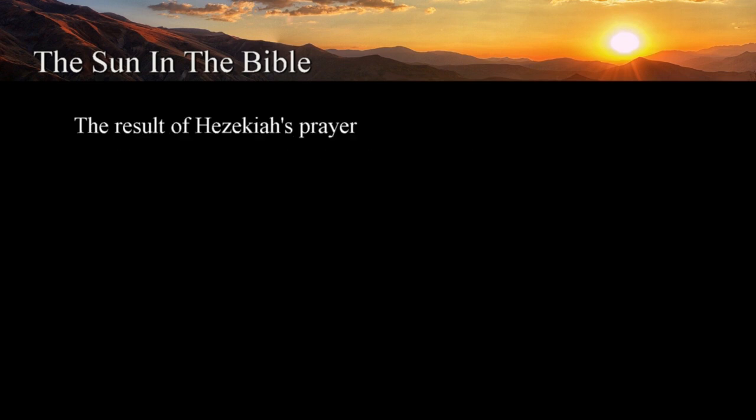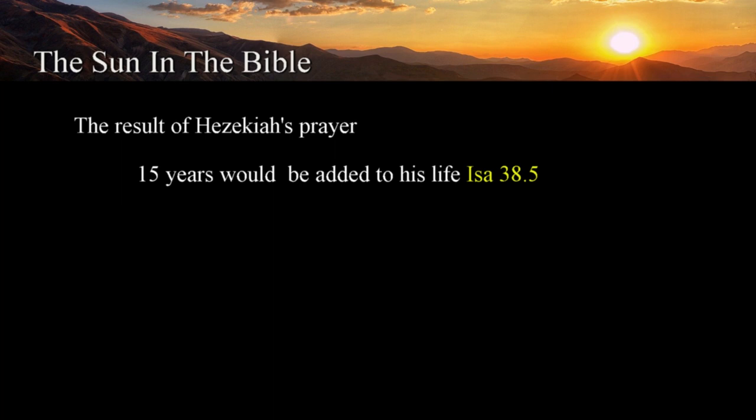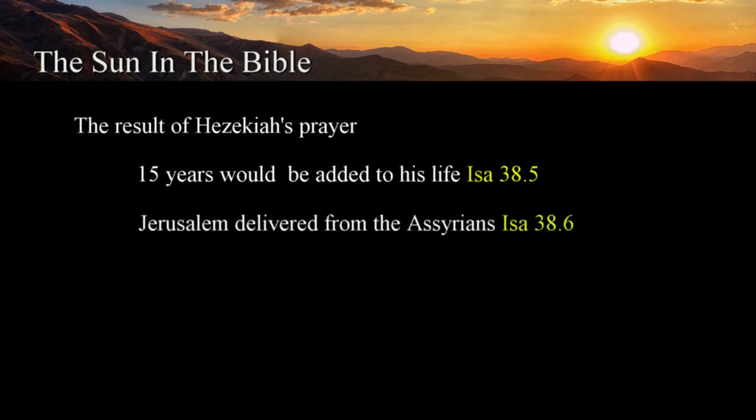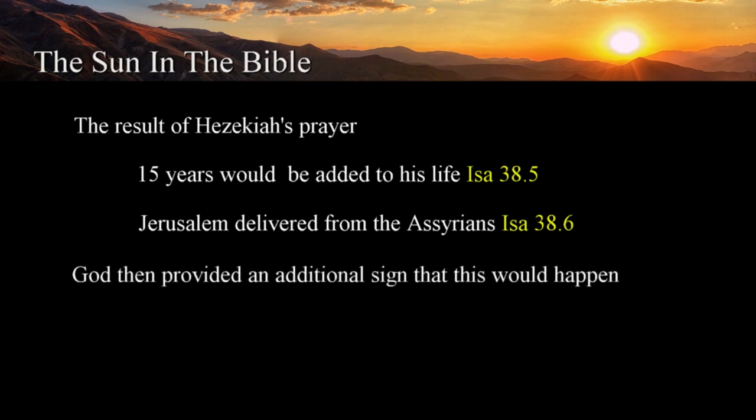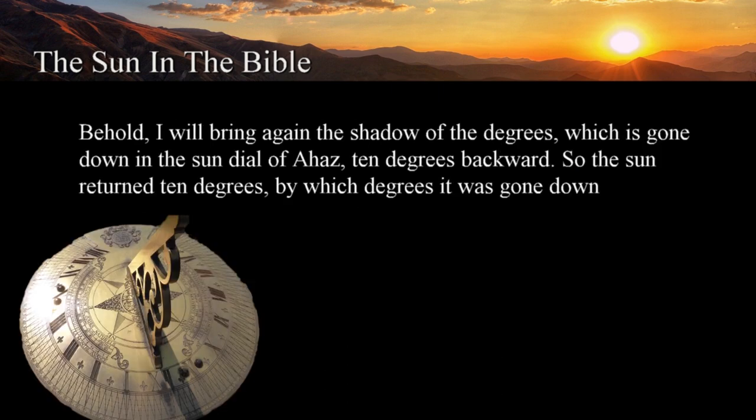God heard Hezekiah's prayer and sent the prophet to tell him that he would add 15 years to his life in Isaiah 38:5. The Lord added an additional blessing by delivering the city from destruction by the Assyrians in Isaiah 38:6. As an assurance that God would do this, he stated, Behold, I will bring again the shadow of the degrees, which has gone down in the sundial of Ahaz, 10 degrees backward. So the sun returned 10 degrees by which degrees it was gone down in Isaiah 38 and verse 8.